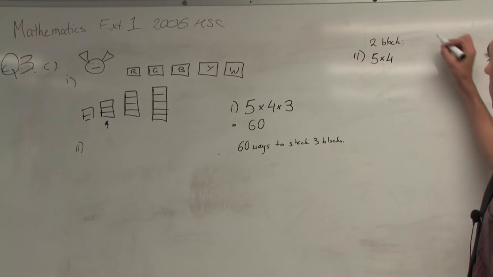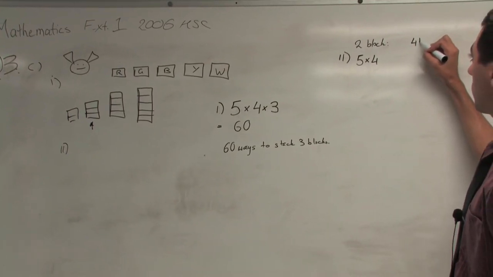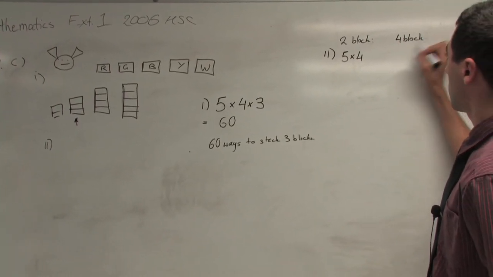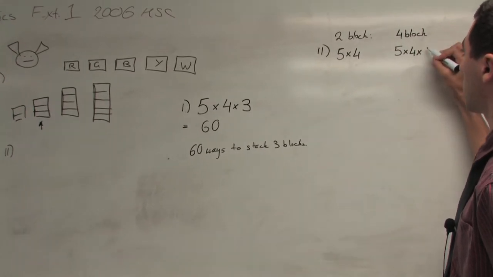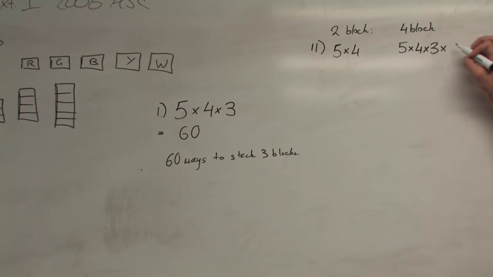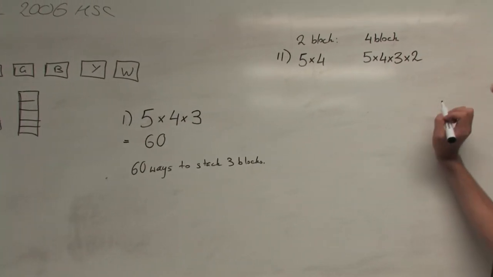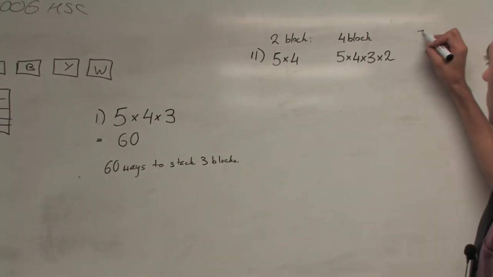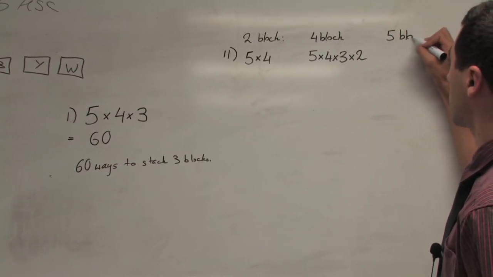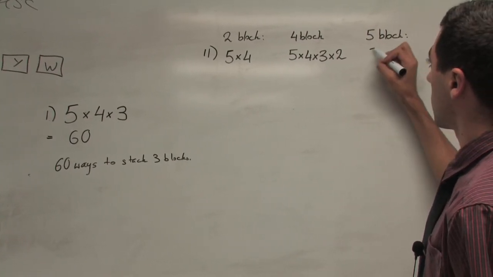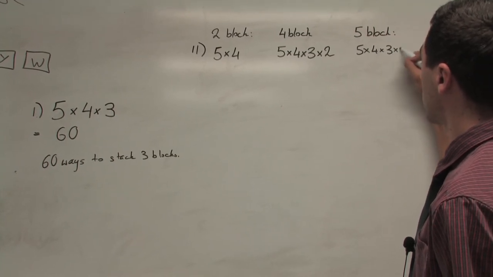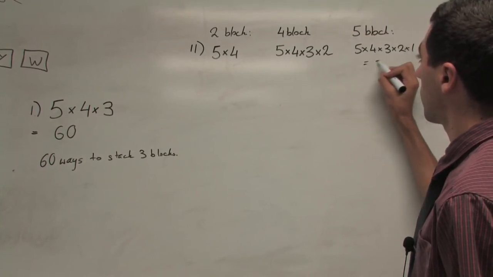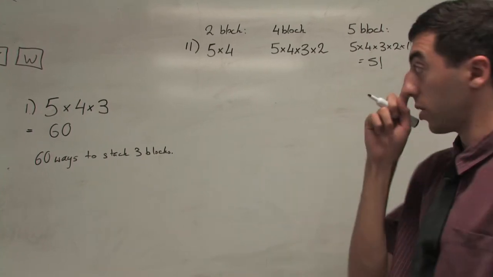For the fourth one, she has a choice of 5 for the bottom, 4 for the second, 3 for the third, and 2 for the last. And finally, if she wants to stack 5 blocks, she has 5 times 4 times 3 times 2 times 1, or 5 factorial, if you want to talk about it like that.